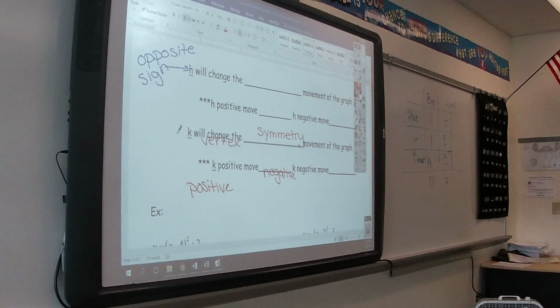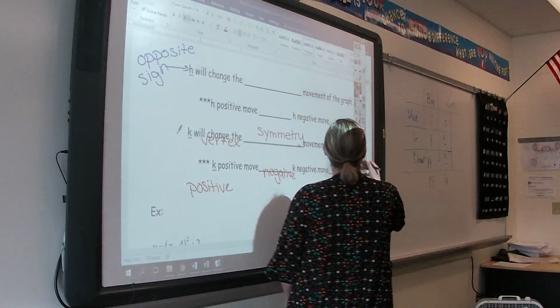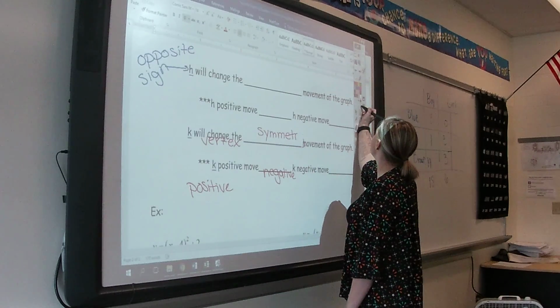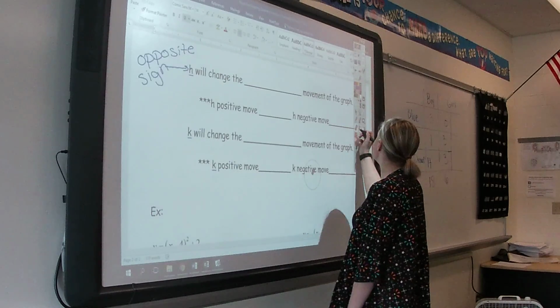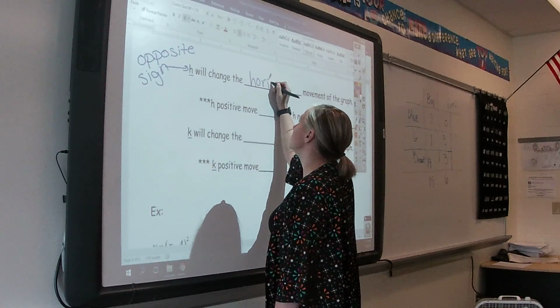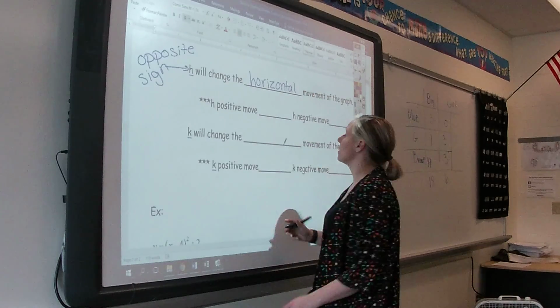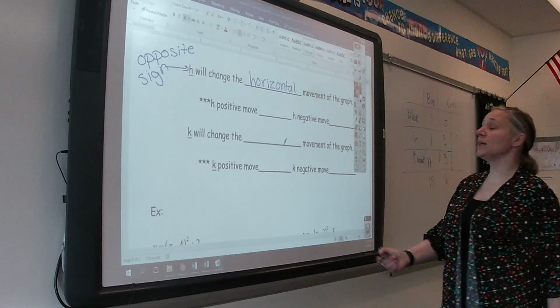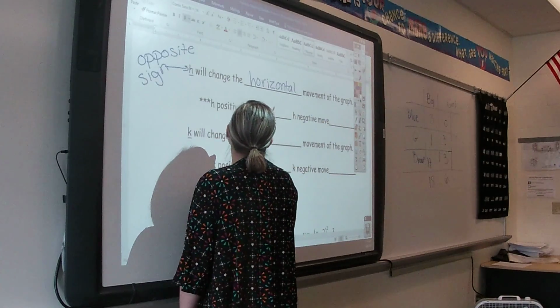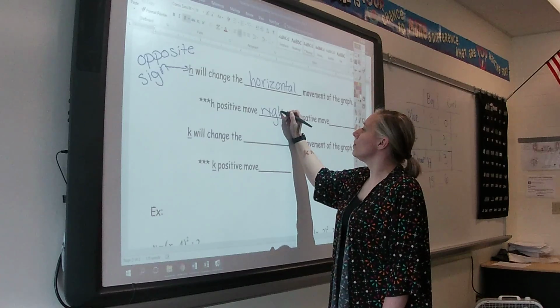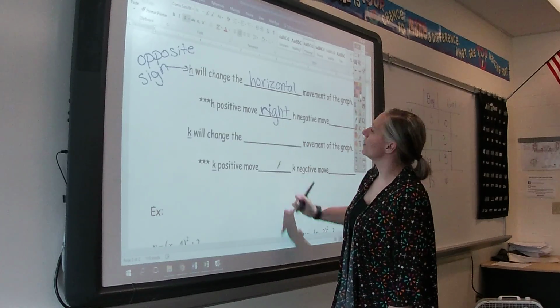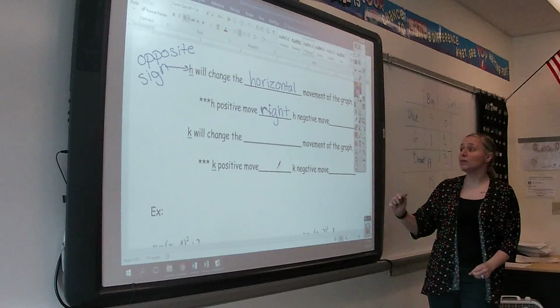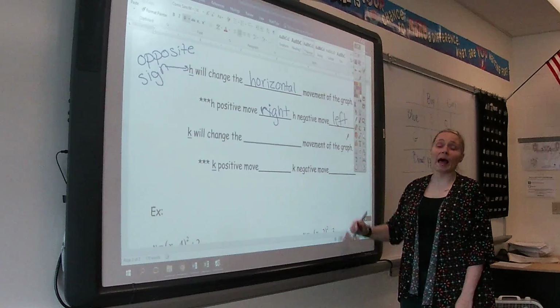H is going to change the horizontal movement of the graph. It's going to tell us how much to move right and left. If h is positive, we are going to move right. And if h is negative, we are going to move left.